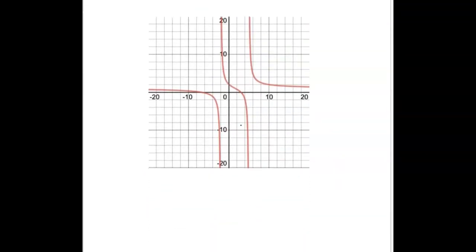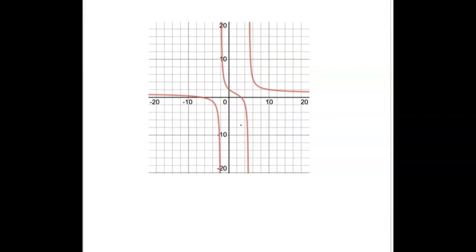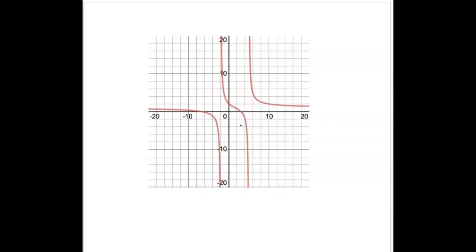Ooh, this one's really fancy. So for this one, I've got all kinds of stuff going on. It looks like I've got a couple of vertical asymptotes. And no, I didn't talk about horizontal asymptotes, but it certainly looks like this is going to level off to something out here, and it's going to level off to the same thing out there. But let's just look at this equation.